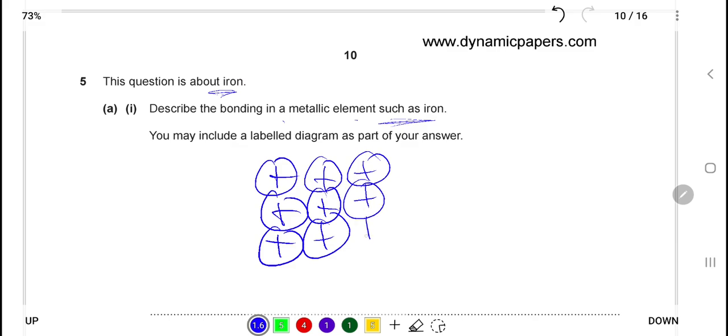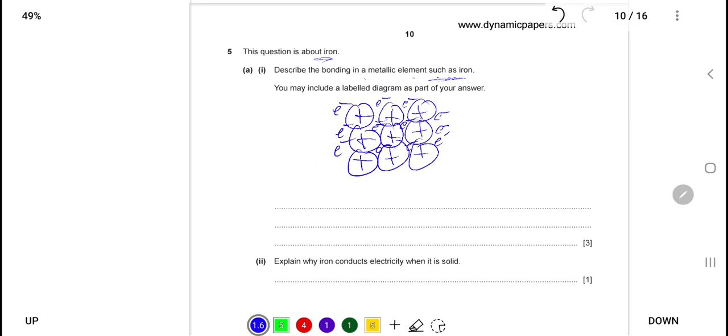Make sure to make it neat and the same size, but since it's not accurate here, it's fine. And then what you need to know is it also has free delocalized electrons, not negative ions, but free delocalized electrons. Make sure to add them in the spaces because they're everywhere. There are no circles, I'm sorry. E minus, E minus, E minus, E minus, E minus, okay?